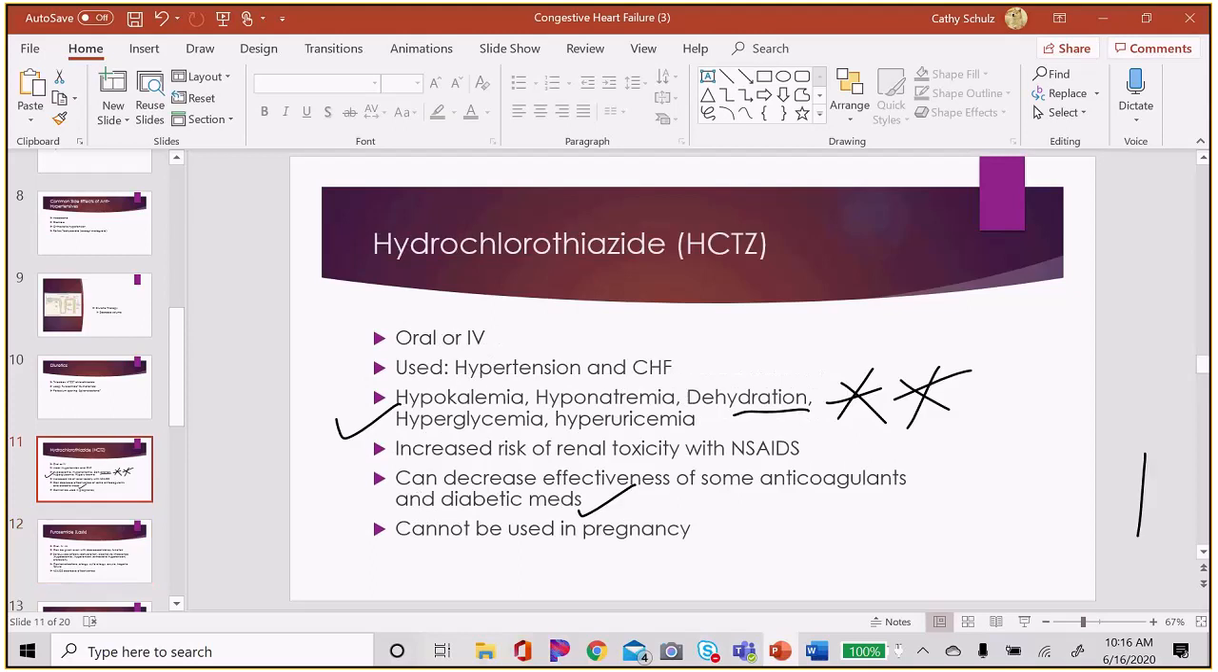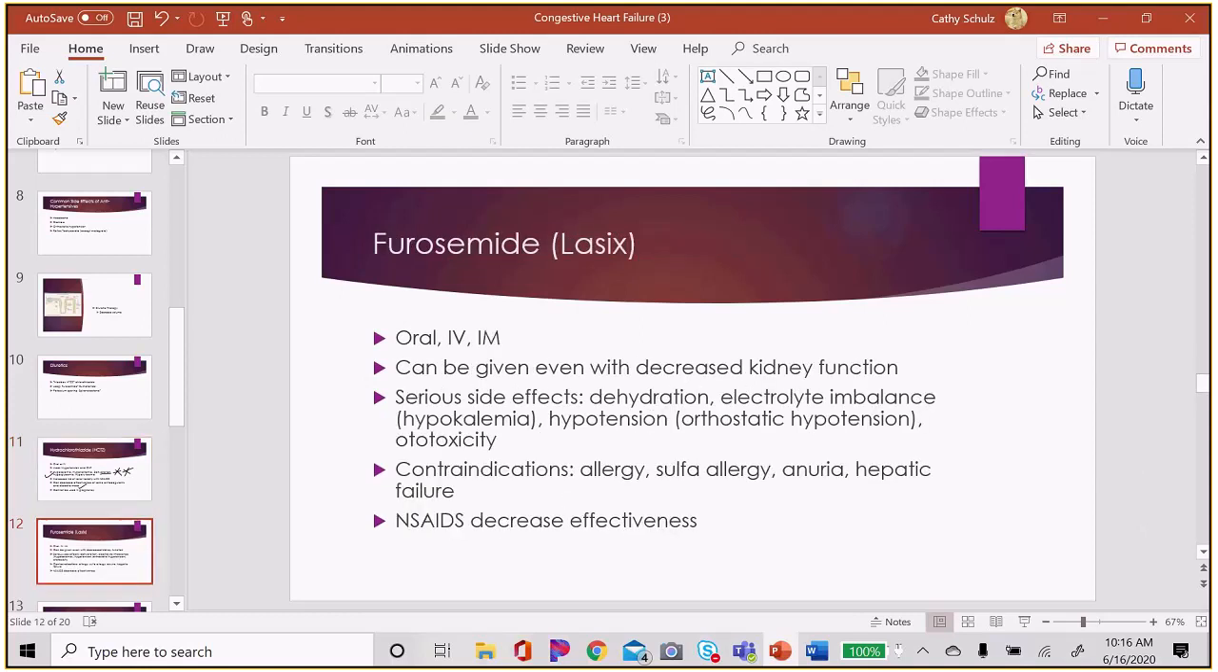So this works okay, but it's not as strong as a lot of people need with congestive heart failure. Hydrochlorothiazide is actually better for hypertension than it is for CHF, although you can use it for that. The best diuretic for CHF is furosemide. Its brand name is Lasix. And this medication can be given oral, IV, or IM.